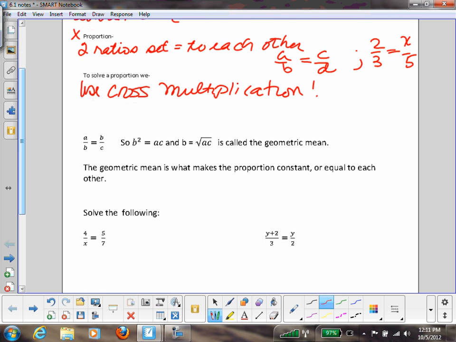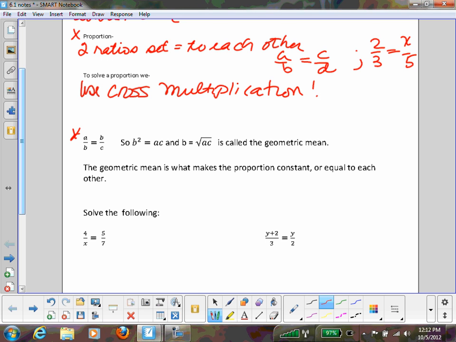All right. So we have something called the geometric mean. And what the geometric mean is, it keeps the two fractions, the two ratios, equal to each other, okay? And the geometric mean is basically, when we cross multiply, we would get b squared is equal to ac, and b equaling the square root of ac is called the geometric mean. It's what keeps your proportions equal. And so that's for your note cards too.